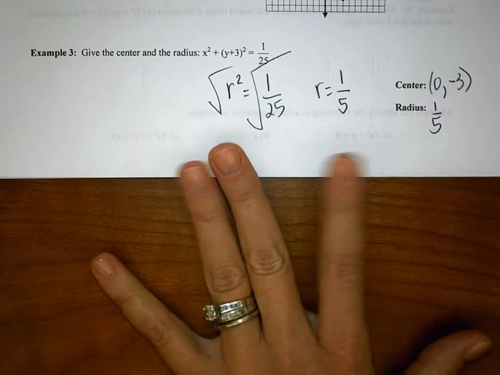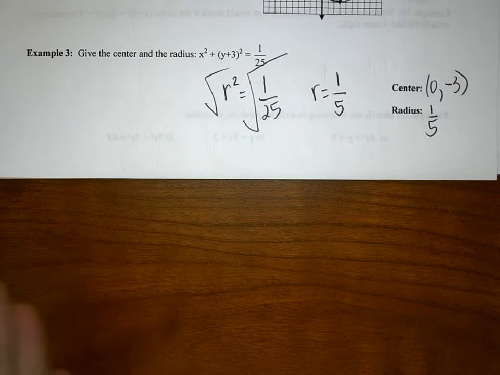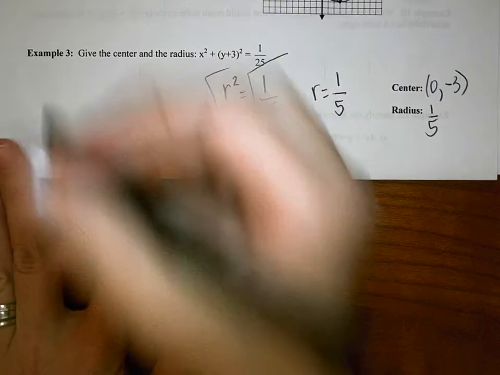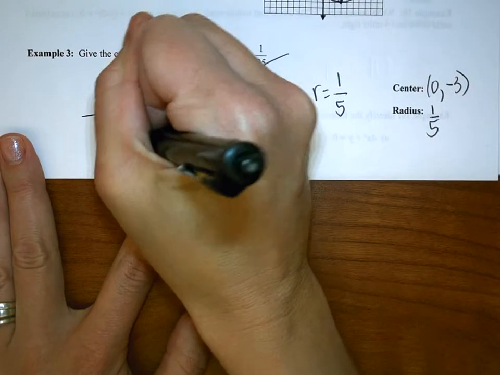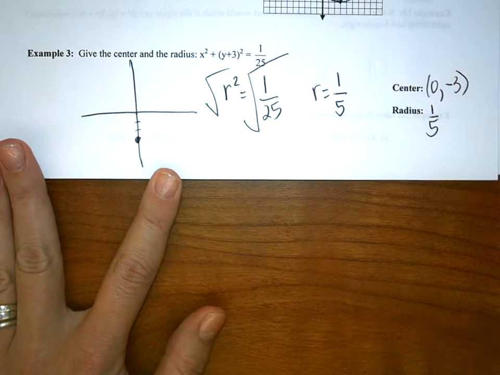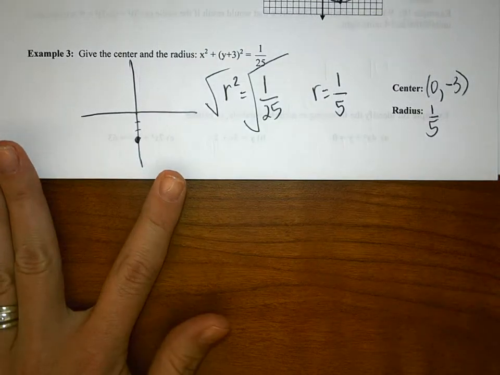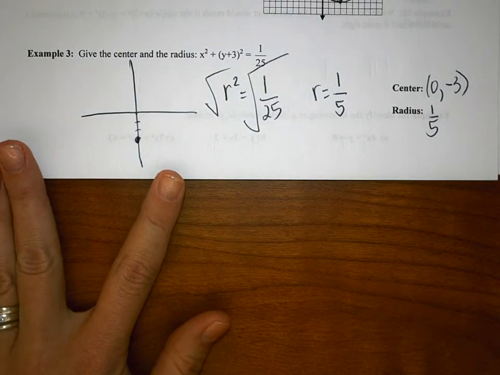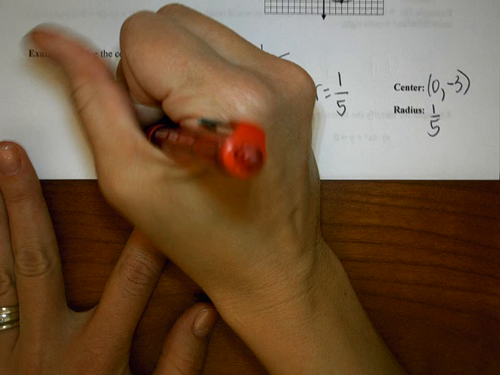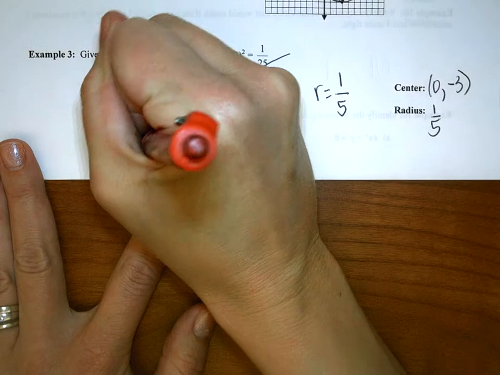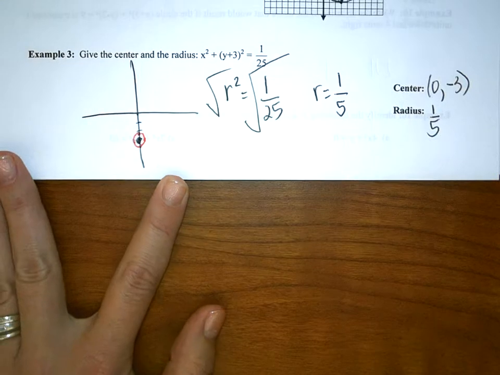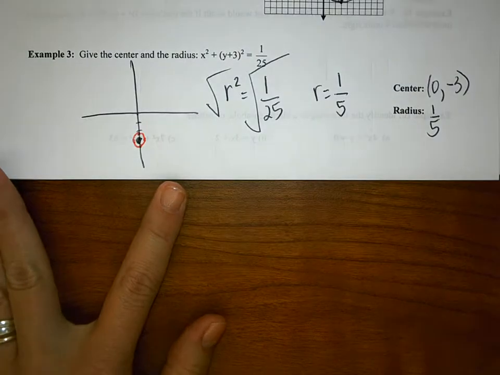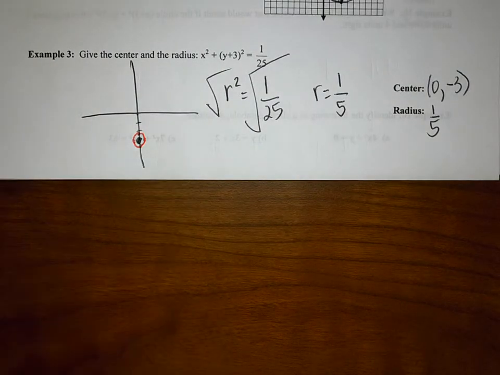So, this one didn't ask us to sketch it, but if we were to sketch it, let's go ahead and do this real quick so you guys can make sure you understand. We'd go 0, down, 1, 2, 3. There's my center. My radius is 1/5. Is 1/5 1? No, it's smaller than 1, right? So you would just go a little bit in each direction. It's not 1. It would just be a really tiny little circle there. Okay? Questions? All right, let's move on.